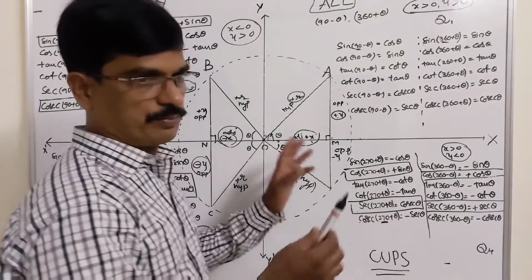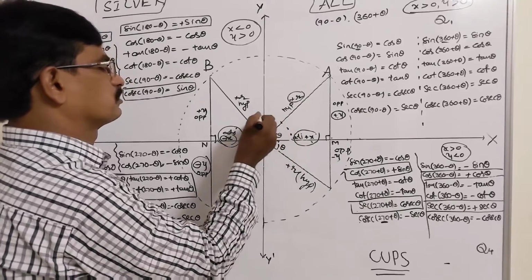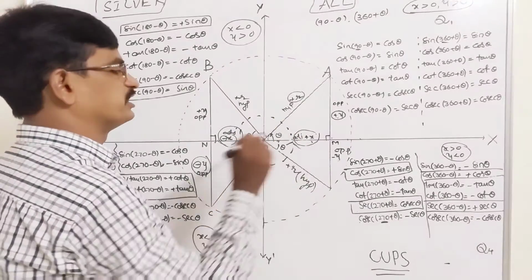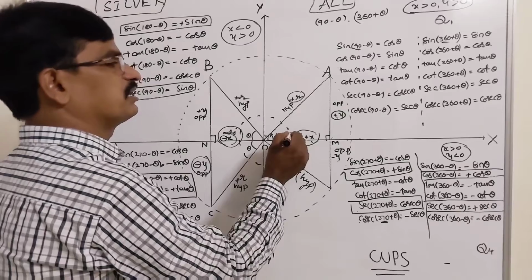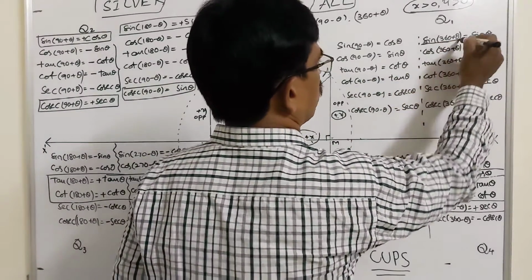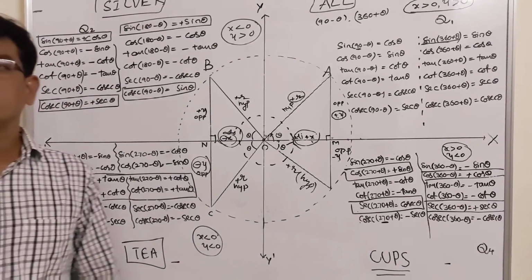Here sine of 360. So after one complete rotation, see here, up to here 360 degrees. If the terminal side again makes an angle, then 360 plus theta will occur. This is the all silver tea cups. Next, we are going to discuss when theta is negative.